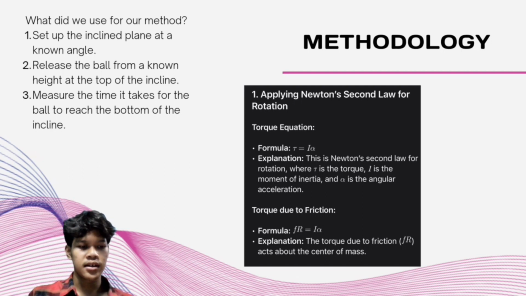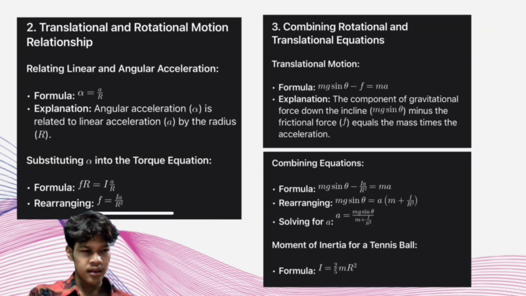For the methodology of the inclined plane, we can use the torque equation. There is Newton's second law, where τ is torque, I is moment of inertia and α is angular acceleration. And then we can use torque due to friction, where friction times radius equals moment of inertia times angular acceleration. For the next slide, we use the translational and rotational motion relationship, where the formula is α is angular acceleration and a small is linear acceleration divided by the radius r.